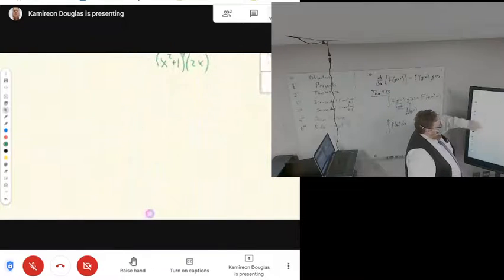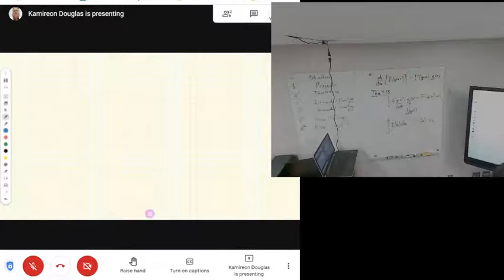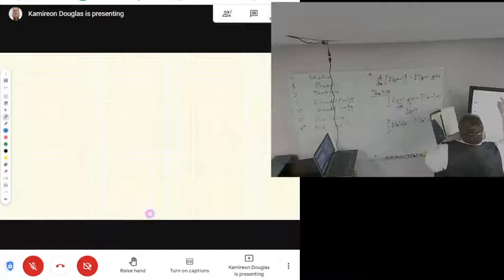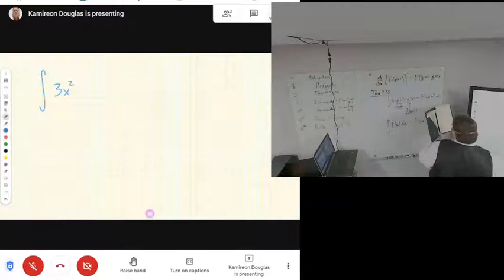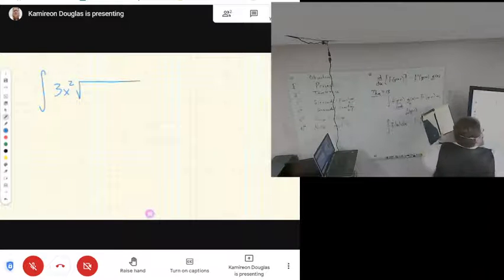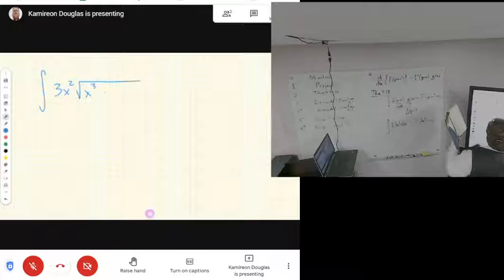Here we go. Integral. This is one that you cannot solve with traditional techniques. So the last one you could have, if you were willing to FOIL it all the way out. This one, not so much.